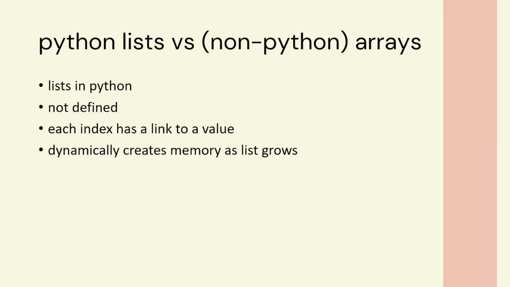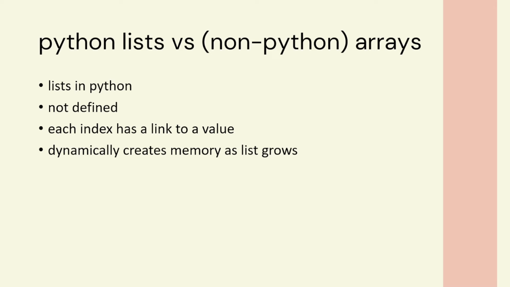So how does it not do that? How do we not need to define it? And how can we use Python with different data types? How does it allow us to do that? What it does is allocate memory as we add items. So you could say it dynamically adds memory, or creates memory, as the list grows.